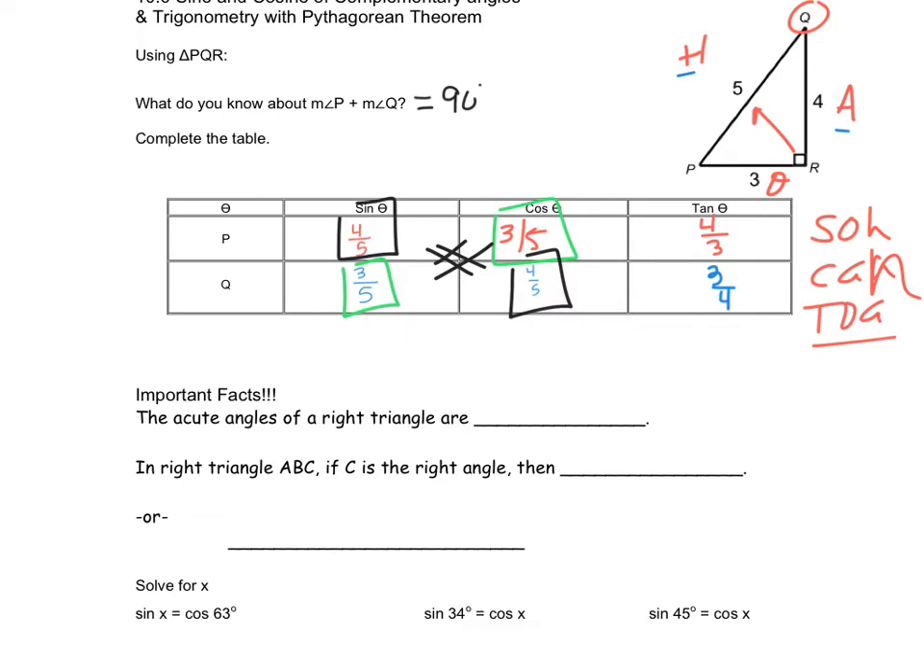So here are some important facts that we're going to be looking at. The acute angles of a right triangle are complementary, which means that they add up to 90 degrees. Now in right triangle ABC, if C is right angle, then sine of A is equal to cosine of B, which we basically said before.